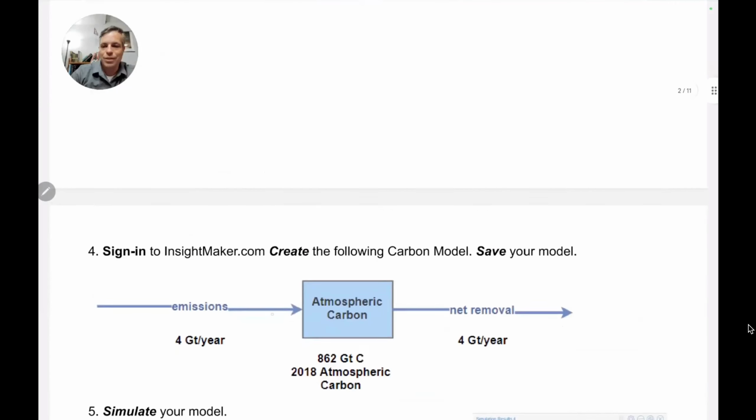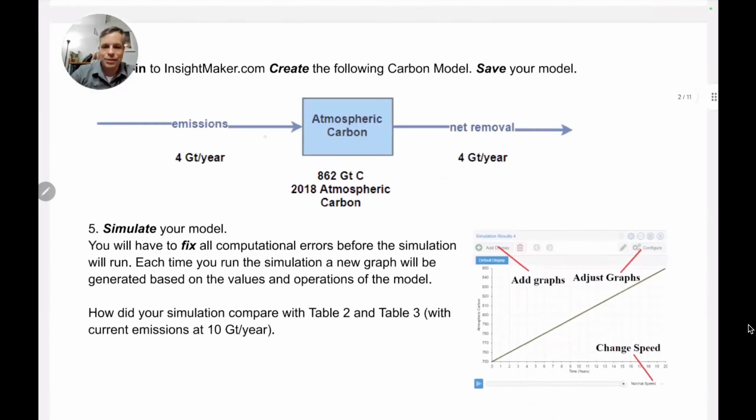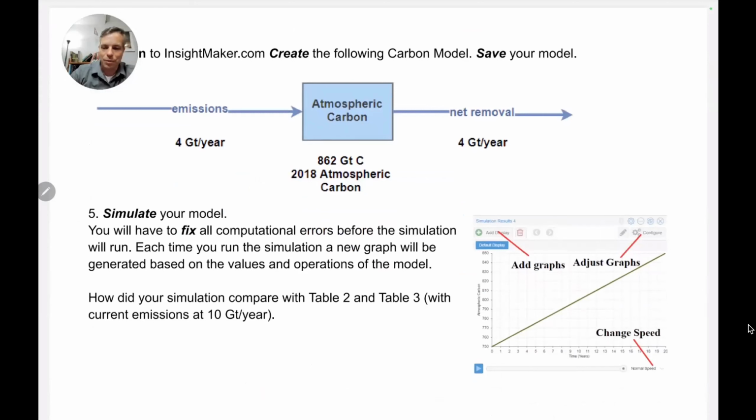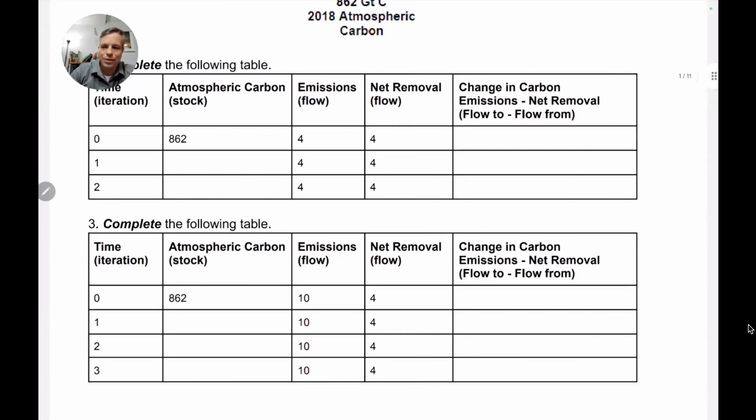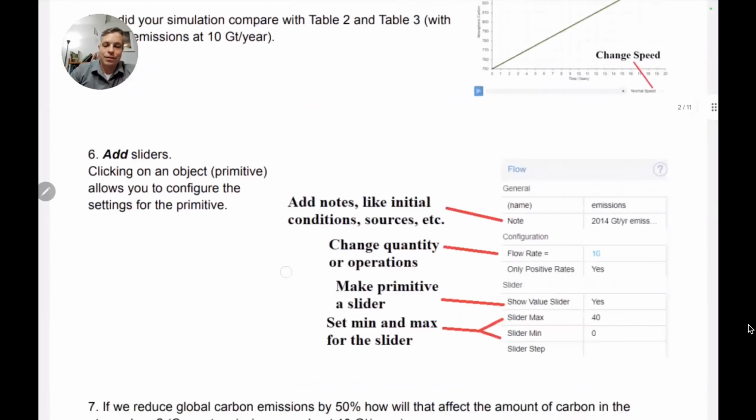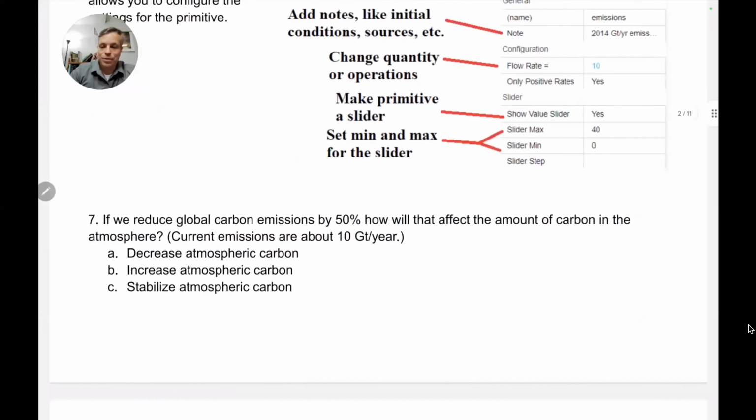So once they get to that, they're going to sign in to Insight Maker, save their model, and they're going to build this model and simulate it. Make sure it matches up with these two tables they did when they set the emissions and all the parameters, just like these two tables. They should get the same results, and that works out pretty successfully.